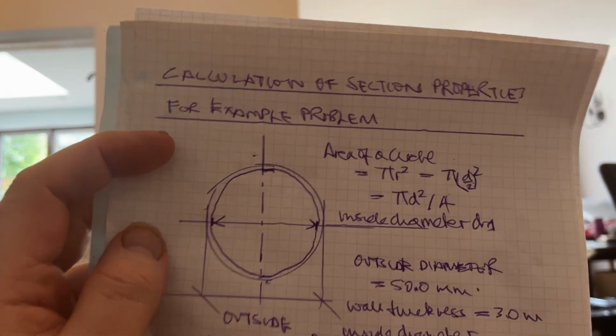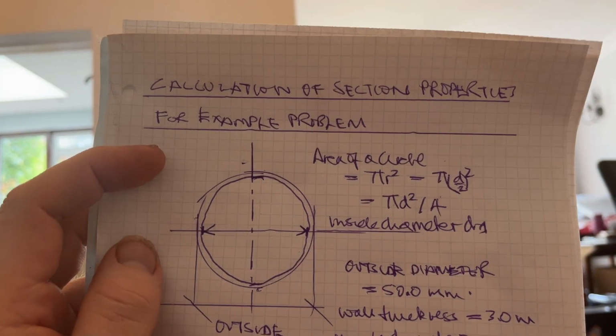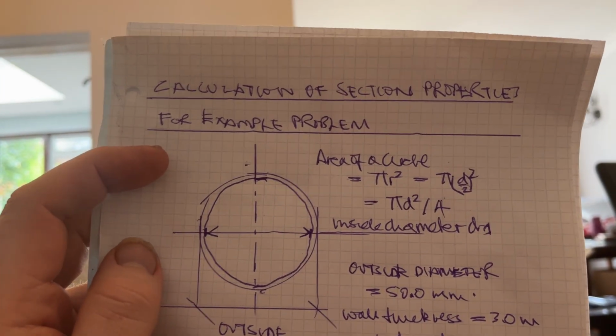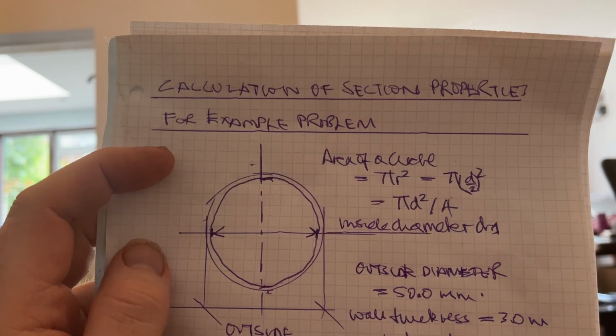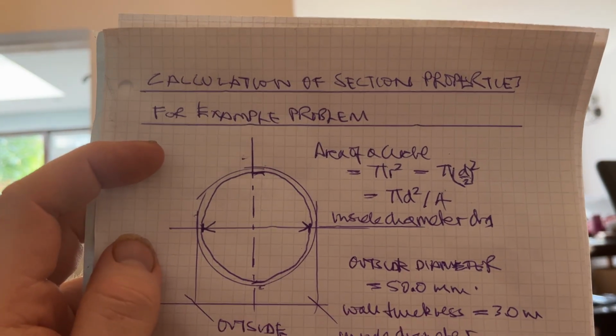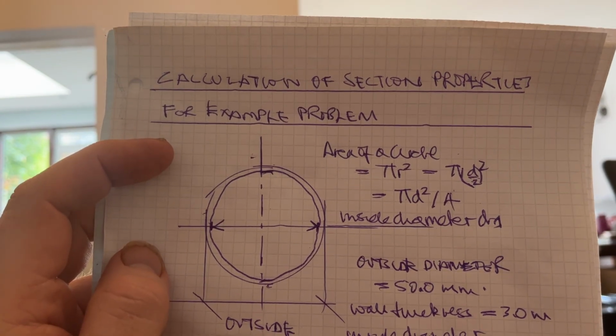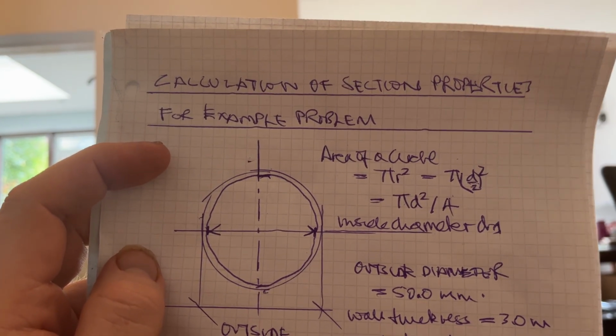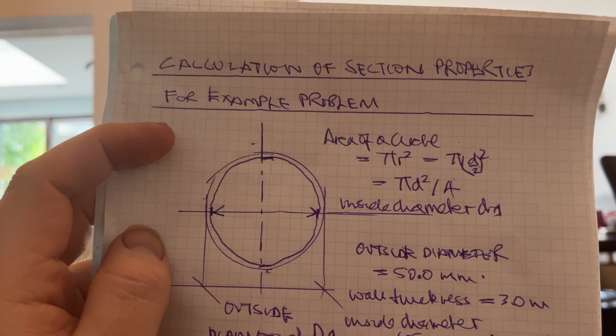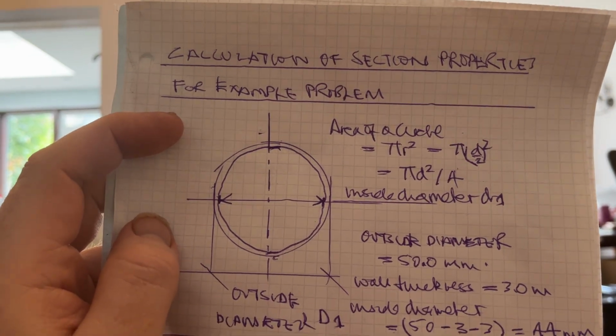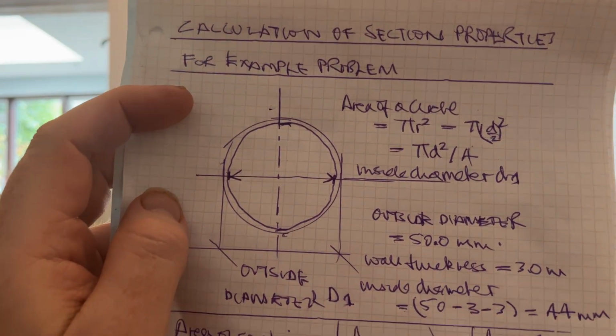So this is the continuation of the deflection problem from the Analysis of Structures Chapter 3. This is a quick calculation of the section properties for the example problem, a quick example of how to calculate the area of a circular hollow section.